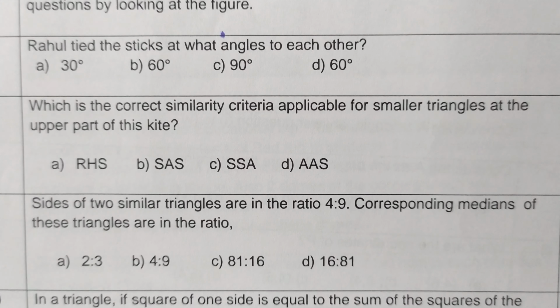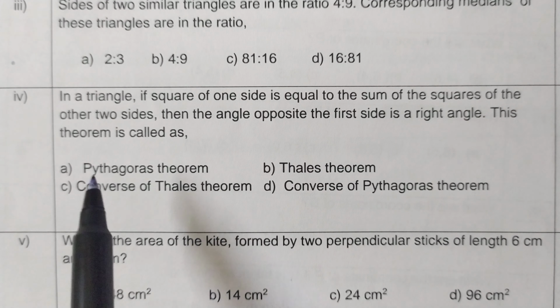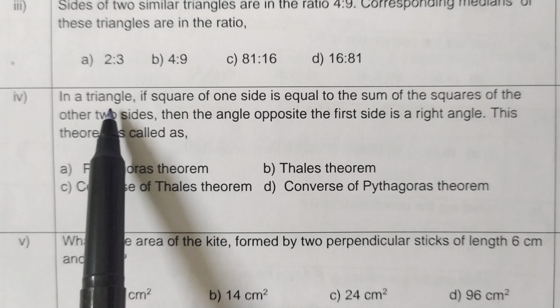If two triangles are similar, the ratio of their corresponding sides is 4:9, then the ratio of their corresponding medians will also be 4:9 only. Now the fourth part is, in a triangle, if the square of one side is equal to the sum of the squares of the other two sides, then the angle opposite to the first side is a right angle. This theorem is called the converse of Pythagoras theorem. Pythagoras theorem says that in a right angled triangle, the square of the hypotenuse is equal to the sum of the squares of the other two sides. But the converse says that if the square of one side is equal to the sum of the squares of the other two sides in any triangle, then the angle opposite to the first side is 90 degrees. So that is the converse of Pythagoras theorem.